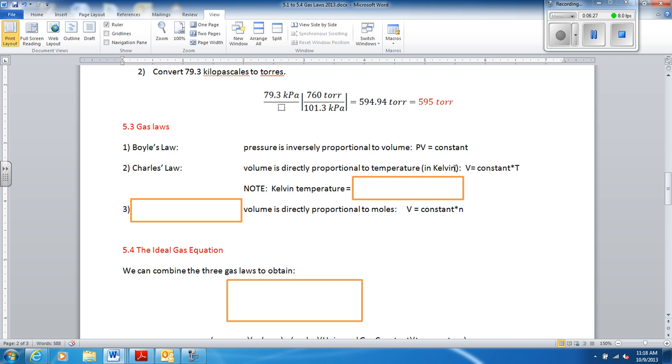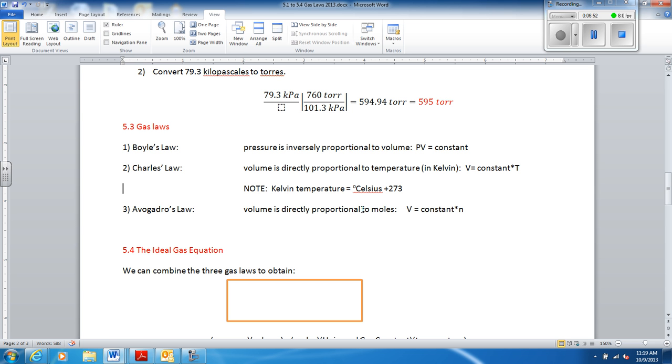Also, when we do temperature with gases, we always have to have the temperature in degrees Kelvin, which is different from Celsius. Kelvin is equal to Celsius plus 273. We always have to remember this, it is very important. Don't forget this. And the last law is Avogadro's law, which says that volume and moles are directly proportional to one another.